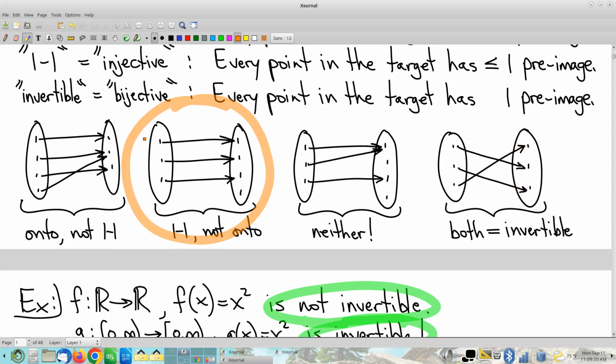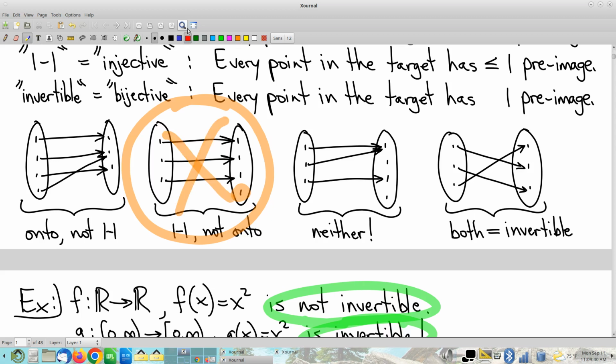I cannot invert this function. I don't know how to define what the value of the inverse function would be at this point. It doesn't have any pre-images that I could call the inverse function image. So not invertible.